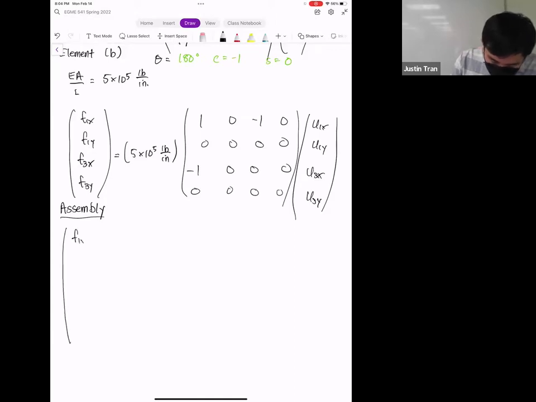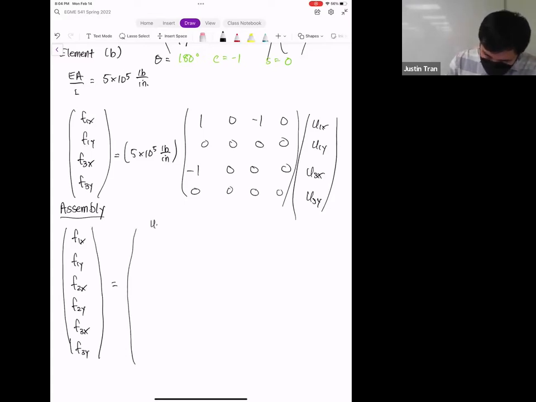So we have F1x, F1y, F2x, F2y, F3x, F3y is equal to u1x, u1y, u2x, u2y, u3x, u3y.